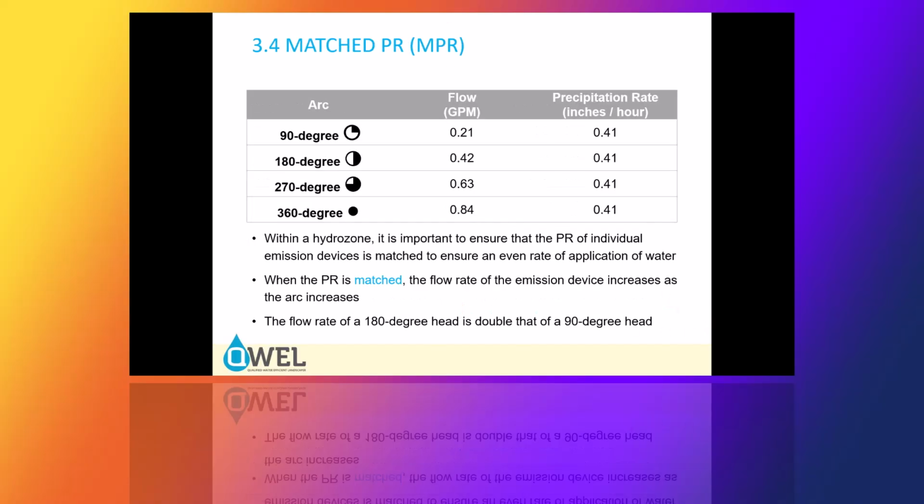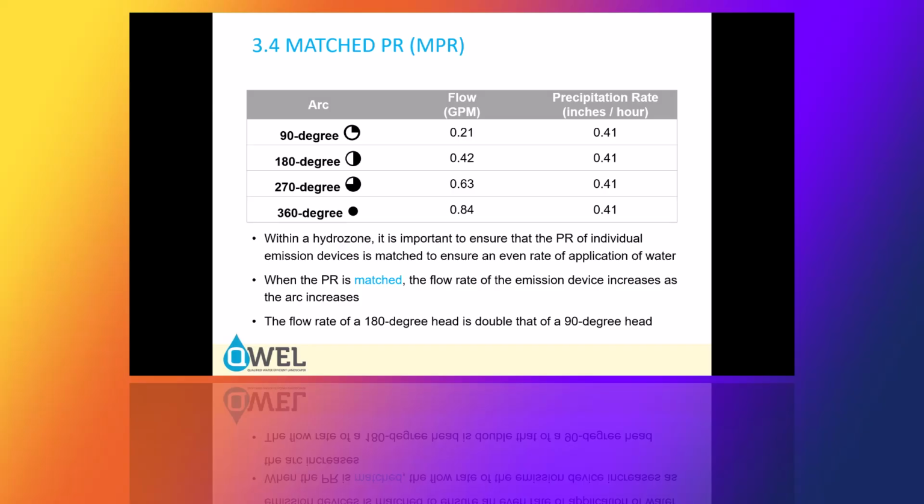So matched precipitation rate. It's important to understand the difference between matched precipitation rate and just regular precipitation rate. So when the precipitation rate is matched, the flow rate increases as the arc increases. And when the precipitation rate is not matched, the flow rate remains constant. Emission devices that do not have matched precipitation include rotors and older fixed spray sprinkler nozzles. When you're working within a hydrozone, you want to make sure that the precipitation rate of individual emission devices is matched to ensure an even rate of water application.